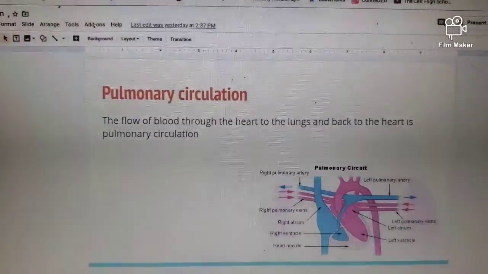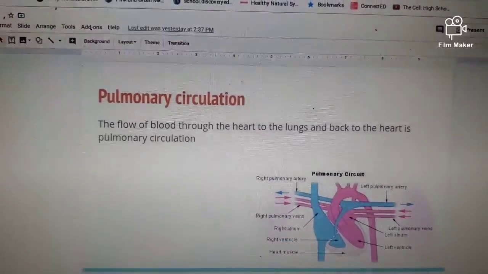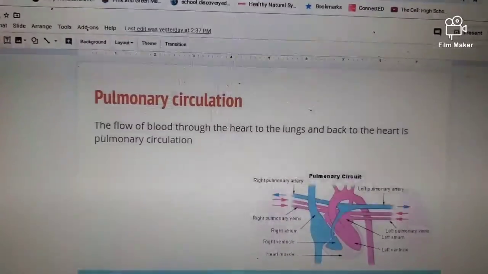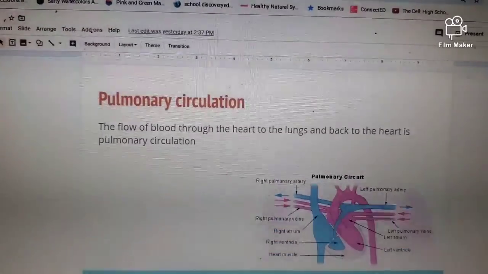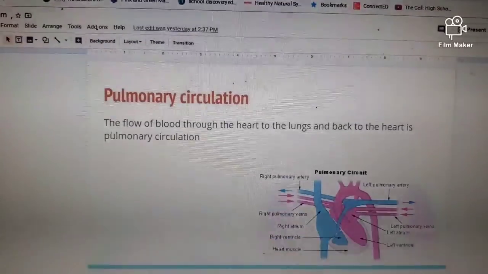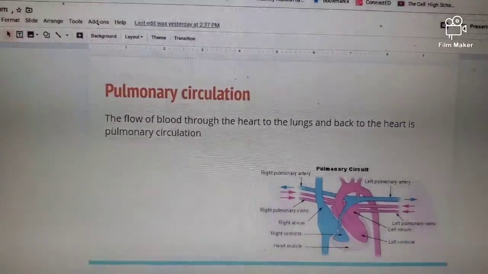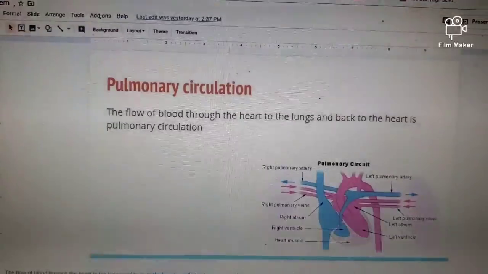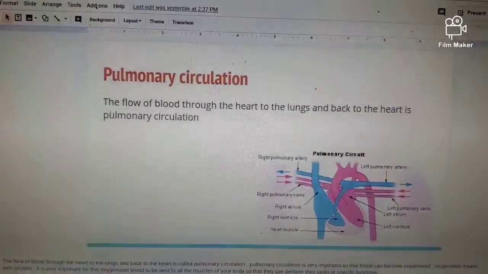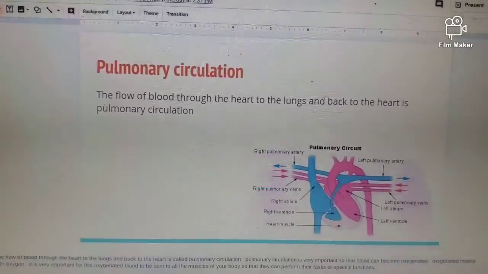The flow of blood through the heart to the lungs and back to the heart is called pulmonary circulation. Pulmonary circulation is very important so that blood can become oxygenated. Oxygenated means with oxygen. It is very important for this oxygenated blood to be sent to all the muscles of your body so that they can perform their certain task or functions.